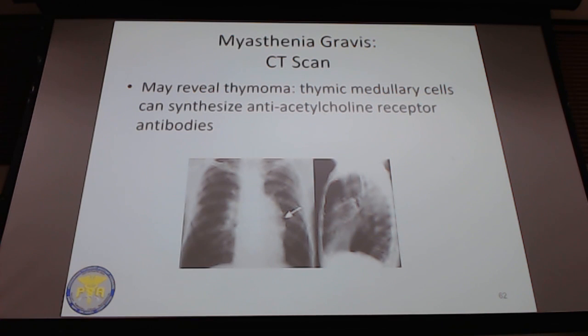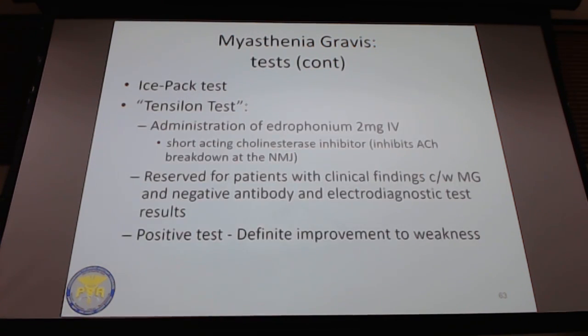And you can get these antibodies against the acetylcholine receptors secreted out of that thymus gland. So if we're thinking about this and we think it's myasthenia gravis, we need to check them out. We need to do a CT chest and make sure that they don't have a thymoma. And if they do, we send them to a surgeon and take it out, right? So make sure that those cells are actually atrophied and not creating a problem.